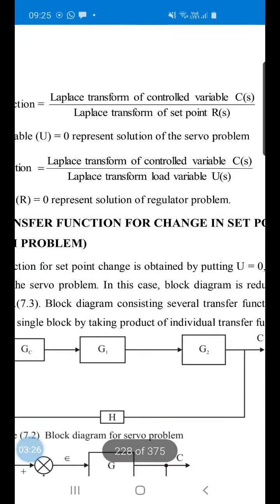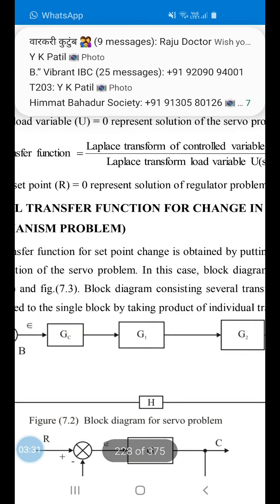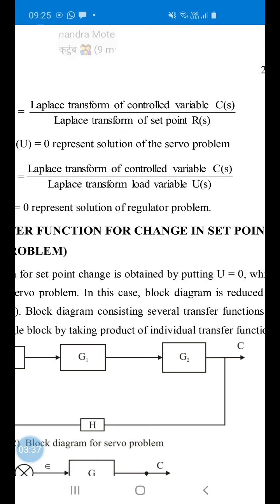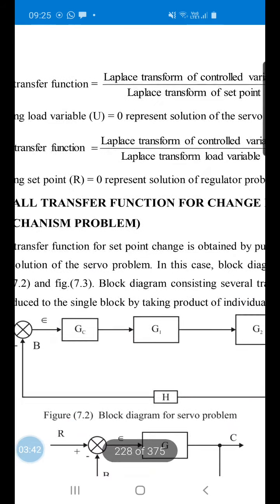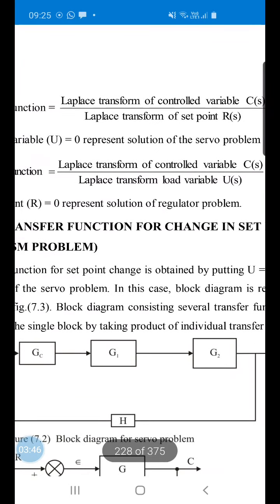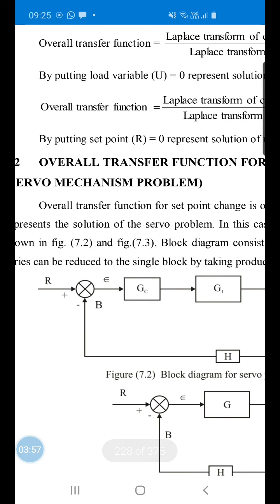That is the servo problem. The overall transfer function can also be written as the Laplace transform of the control variable C of S upon the Laplace transform of the load variable U of S, that is C by U. It is possible when the set point R is equal to 0, and it represents the solution of the regulator problem. You should understand the servo and regulator problems that we discussed earlier, then you will understand this definition of the overall transfer function.